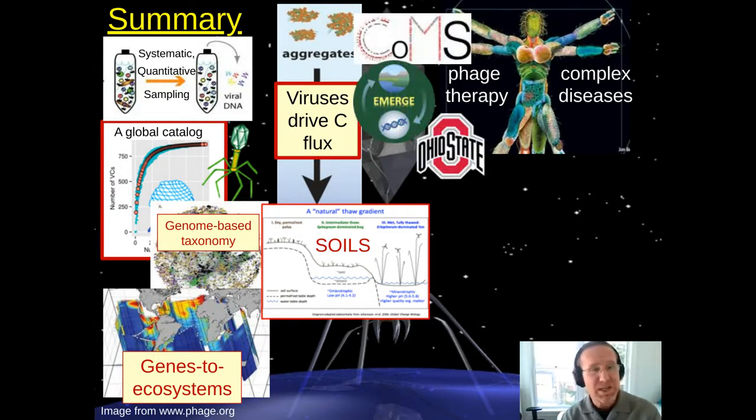I also mentioned that Ohio State's an amazing place right now due to the Center of Microbiome Science, which is big and broad and very focused on cutting edge training, and the Emerge Biology Integration Institute, which provides a great multi-omics data integration platform for studying climate change that could easily be generalizable to other complex systems.